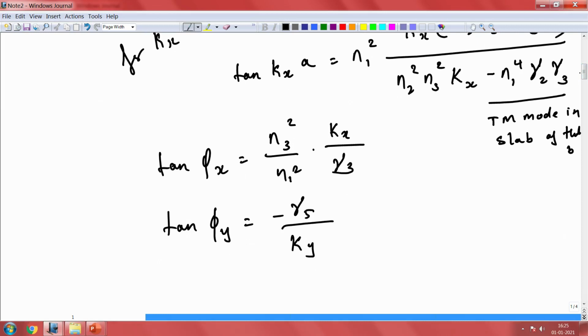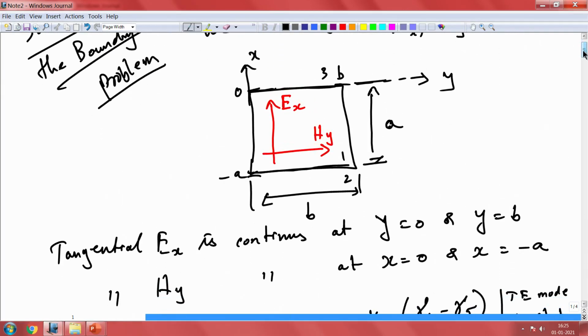So, we can see that the rectangular modes are a simple product of two orthogonal spatial modes. That is what we have seen so far. The x dependence of the mode is found by solving it as a slab, considering it as a slab as if there are no structures in the y direction.